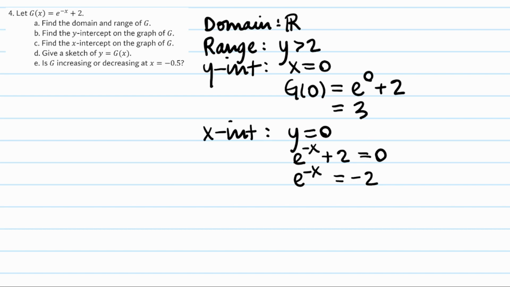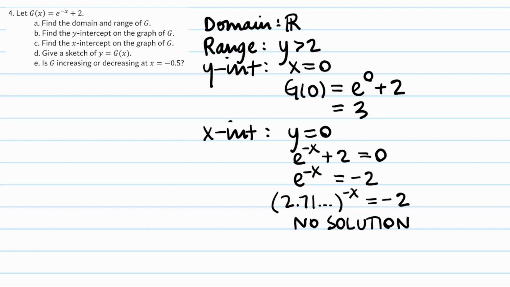But also, e is like 2.718 something, I think. It's a positive number. And you're not going to be able to take a positive number to a negative exponent or a positive exponent or any real exponent at all and get negative 2. But you could also say we're having no solution here for the same reason as not seeing any y equaling 0 in the range. Okay, just thought I'd point that out too.